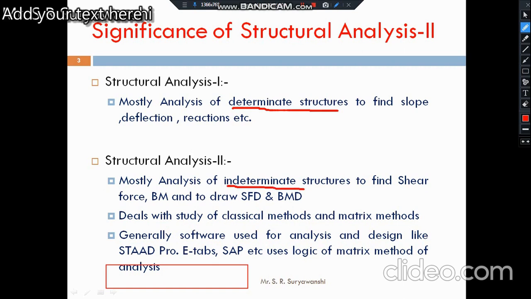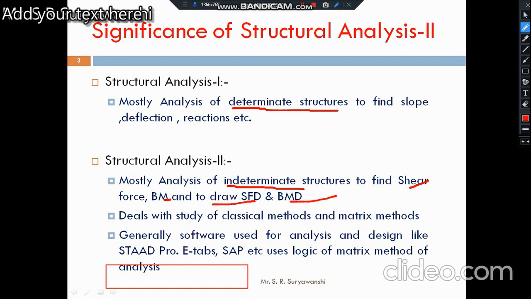We have to analyze the indeterminate structure, find the shear force and bending moment, and after that draw the SFD and BMD. That is our objective in SA2. Mostly we have to analyze indeterminate structures, as practically all structures are statically indeterminate. If you see any beam or multi-storied building frame, all structures are indeterminate. Now how to analyze these indeterminate structures?